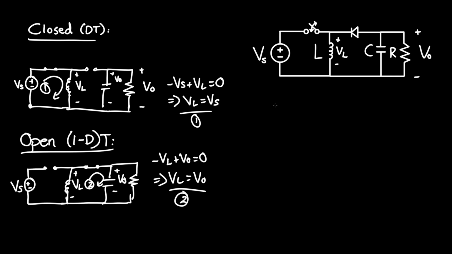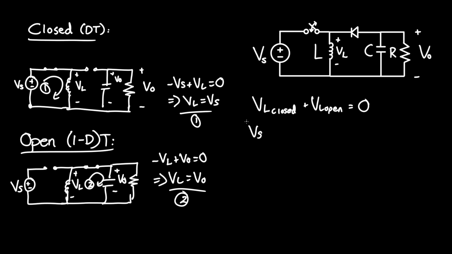An intrinsic property of an inductor, given these conditions, is that the average voltage across it during the period cycle is 0. Given that, we can say that VL, for the inductor voltage, closed, plus VL open equals 0. So all we have to do is take our Vs from equation 1, multiply it by dT, plus Vo multiplied by 1 minus D times T equals 0, and we'll get our answer from there.